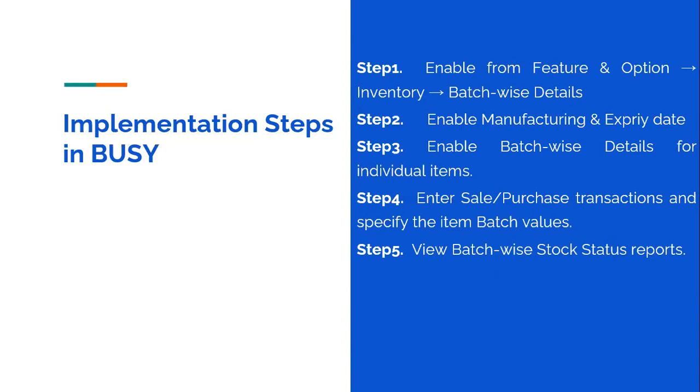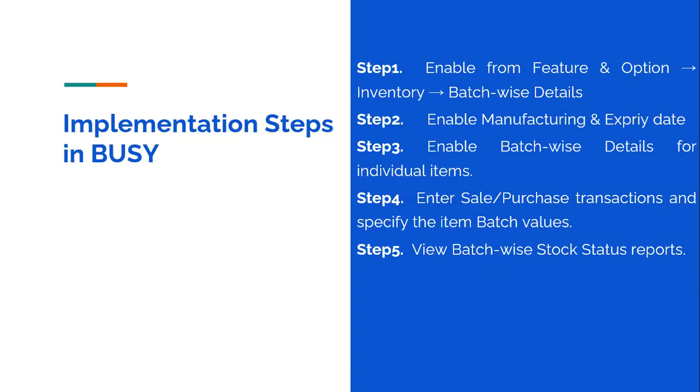Fourth step is enable sale purchase transaction and specify the item batch number. Now, as we already discussed, batch helps us to trace the product with a particular lot or batch number. So in that case, we can do purchase entry with batch number or lot number, and we can also do the sale entry while adjusting the particular batch or lot number, so that we can get the exact scenario of the stock along with the batch number.